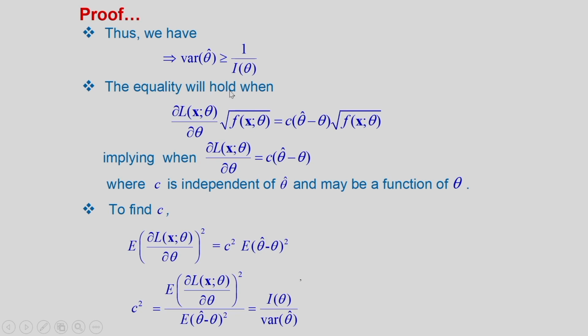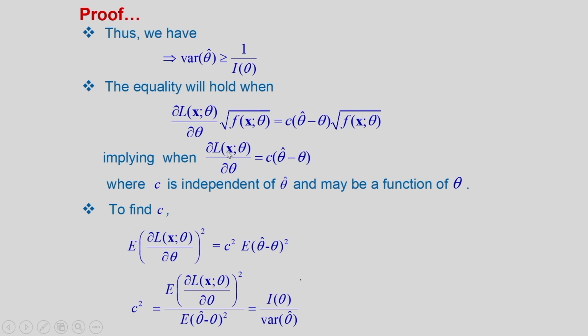The equality will hold when one of the functions, suppose the first function del L(x, theta) del theta into root over f(x, theta), is a multiple of the other function, c times (theta hat minus theta) into root over f(x, theta). That is the condition for equality in the case of the Cauchy-Schwarz inequality. Since actually we want this quantity to be greater than 0 in the region of support, that is the regularity condition, we can cancel these two quantities.